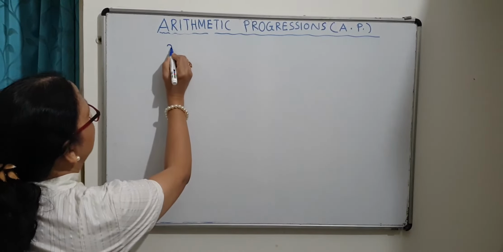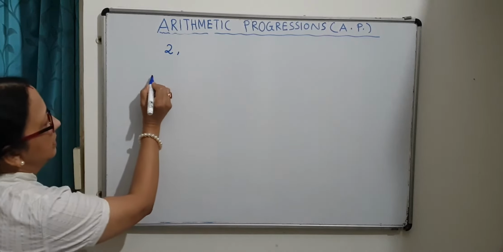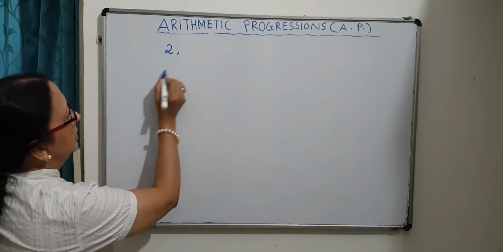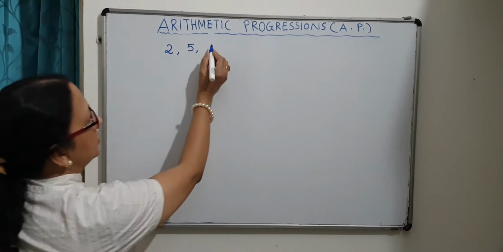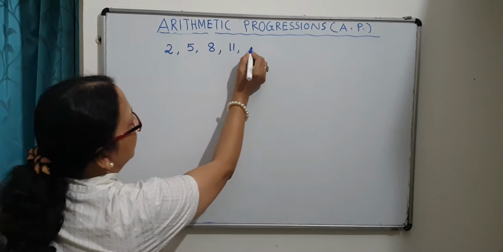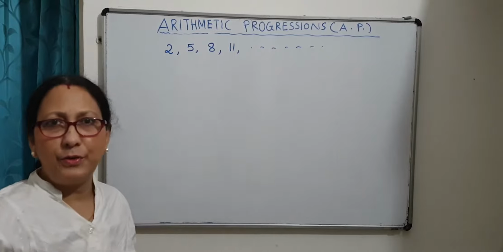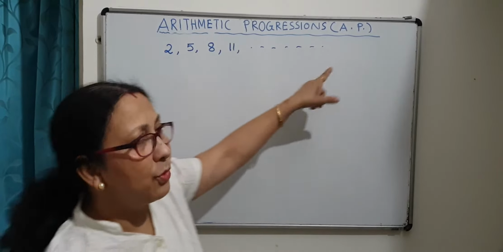Suppose I start with the number 2. Then for the next term I'll add some fixed amount, say 3. So 2 plus 3 is 5. Then next I'll add 5 plus 3, 8. Then 8 plus 3, 11. So in this way, if I form a sequence, then this sequence will be known as AP.